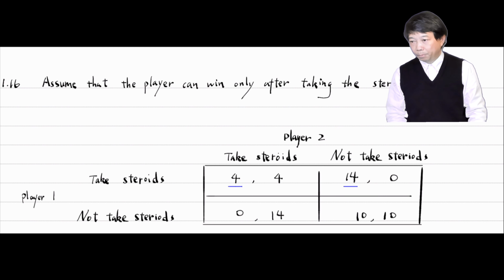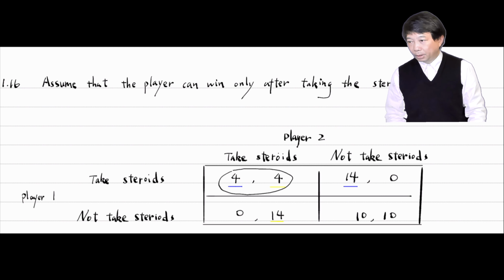Next, we figure out player 2's strategy. Given that player 1 takes steroids, player 2's best response is to take steroids because it gives him a higher payoff. We underline his payoff of 4. Given that player 1 does not take steroids, player 2's best response is also to take steroids. We underline his payoff of 14. Player 2 has a dominant strategy to take steroids regardless of his rival's choices.